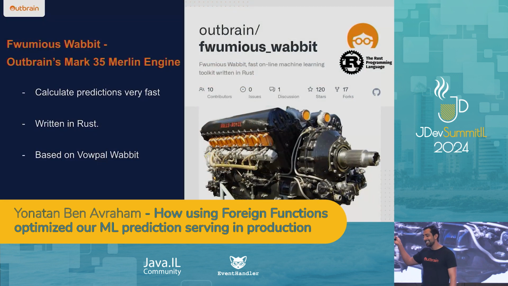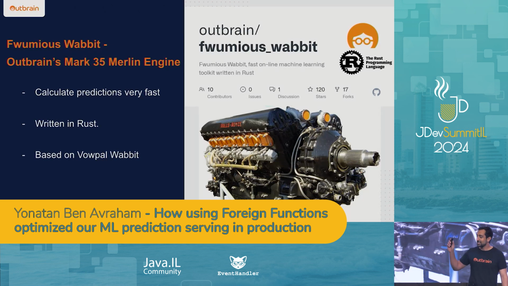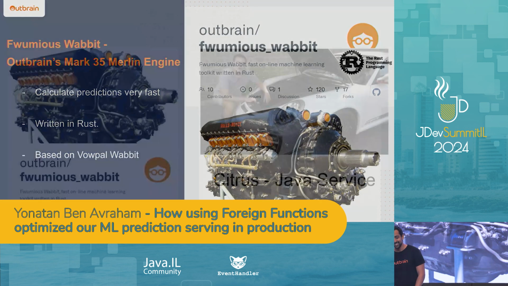And that's why we invented our own Mark 35 Merlin engine, which is called Fwumious Wabbit. The thing that Fwumious Wabbit knows how to do really, really well is calculate predictions very fast. It's written in Rust, and it's based on another machine learning library called Vowpal Wabbit, which was developed by Yahoo, if some of you know it. Both Fwumious Wabbit and Vowpal Wabbit are open source, so check them on GitHub.